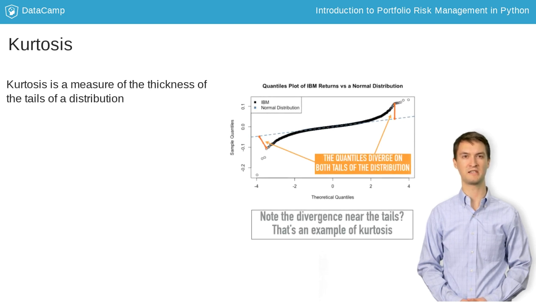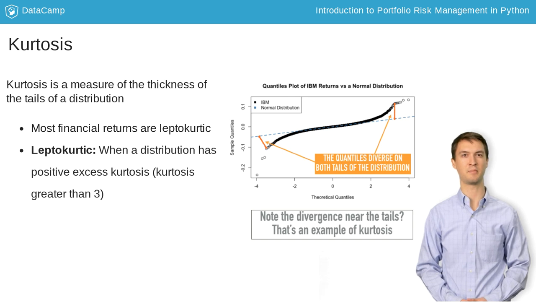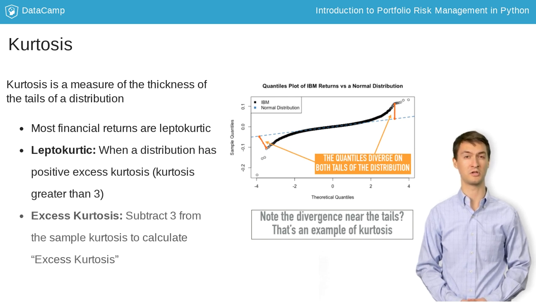Kurtosis is a measure of the thickness of the tails of a distribution, which can be used as a proxy for the probability of outliers. If you recall, normal distributions tend to have a kurtosis near 3. Most financial returns are leptokurtic, which simply means that they tend to have a positive excess kurtosis, or kurtosis greater than 3. Since kurtosis is so often compared to a normal distribution, many functions in Python will automatically return excess kurtosis, which is essentially the sample kurtosis minus 3, which helps demonstrate whether the probability of outliers is higher or lower than a normal distribution.